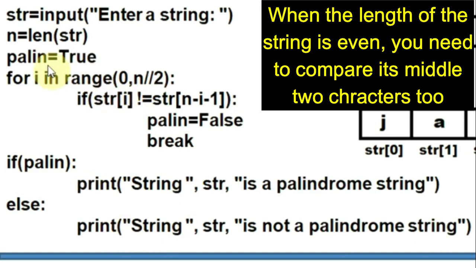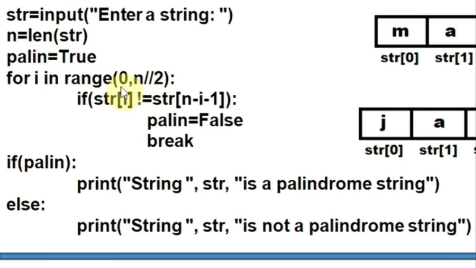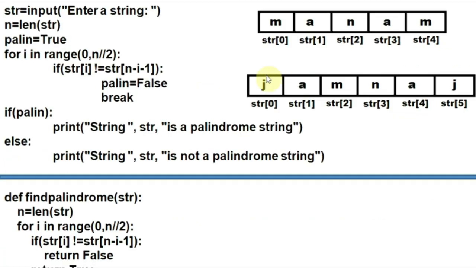So first of all, the value of i is 0. The value of i will go from 0 till 2 because this 3 is exclusive. The value of i is 0. str0 is compared with 6 minus 0 minus 1, that is 5. str0 is compared with 5. They both match. So the if block will not run, the value of i will be incremented to 1. str1 will be compared with 6 minus 1 minus 1, that is 4. So this str1 will be compared with str4. They still match. So this if block will not be executed.